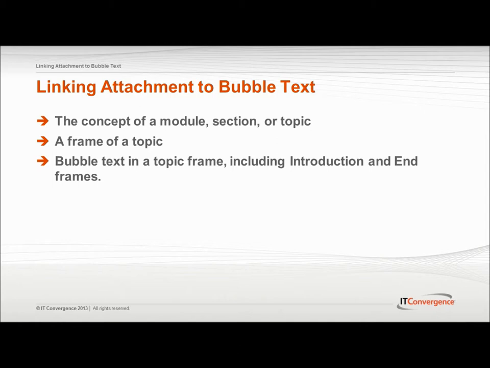From an outline, an attachment can be linked at the following three levels: the concept of a module, section, or topic, a frame of a topic, and the bubble text in a topic frame, including introduction and end frames. In this tutorial, we'll focus on linking attachments from the bubble text. As custom text is entered into bubbles and introduction and end frames, attachments can be linked from this text. For example, a word can be linked to a glossary to provide the definition of the term.